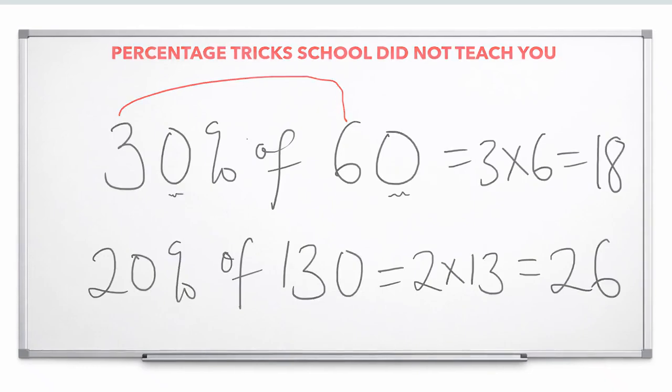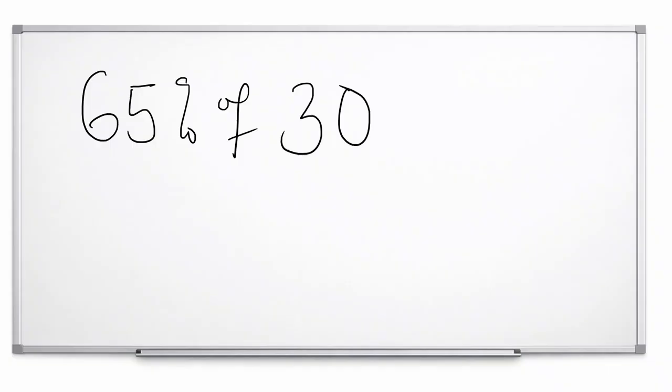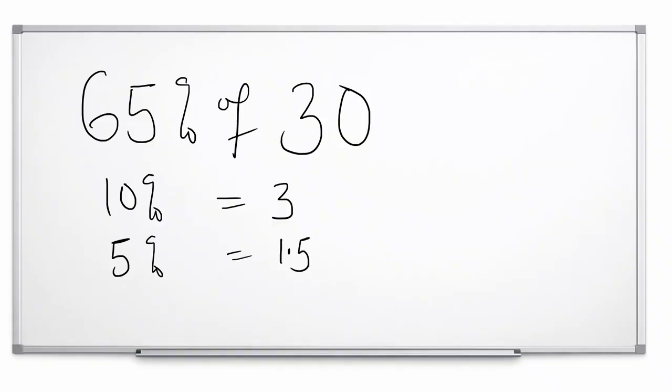What if you don't have both ending with zeros? For example, we have 65% of 30. How do we do this? Now, here, the technique is very simple. Since we know that 10% of 30 is equal to 3, and we know that 5% is half of 10, which is equal to 1.5, which is going to be half of 3.